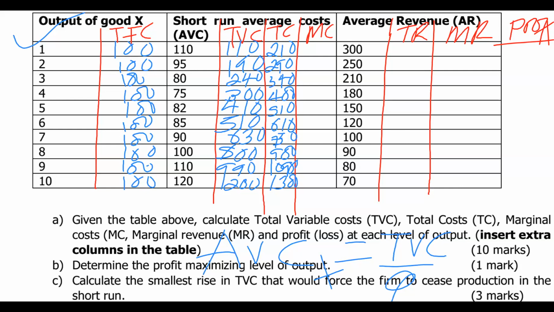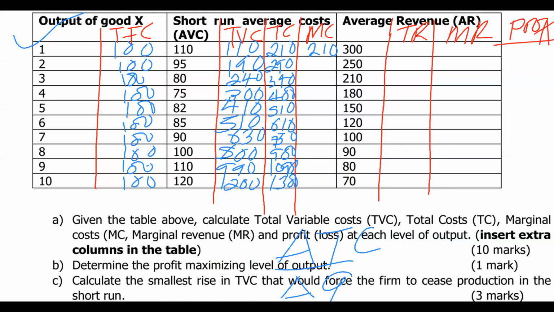And the marginal cost, you know how we find it, right? It is the change in total cost over the change in output. So the marginal cost and the total cost are equal at the first unit, which is 210. Then you have 290 minus 210 over 2 minus 1. What do you find? It is 80.